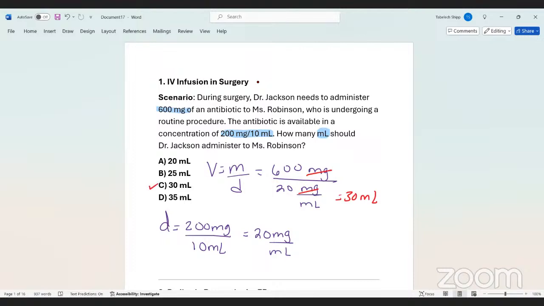All right. Let's look at number 2. Any questions before we move to number 2?